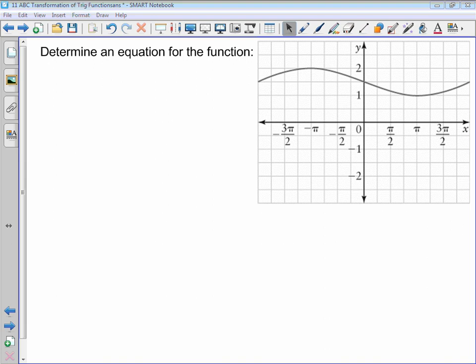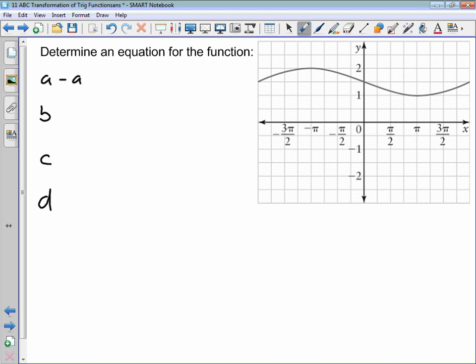In this example, we are asked to determine an equation for a function, and we're just given the graph of the function to work with. So if we're going to find the equation, we need to find the values for these parameters a, b, c, and d, and then put them into our equation.